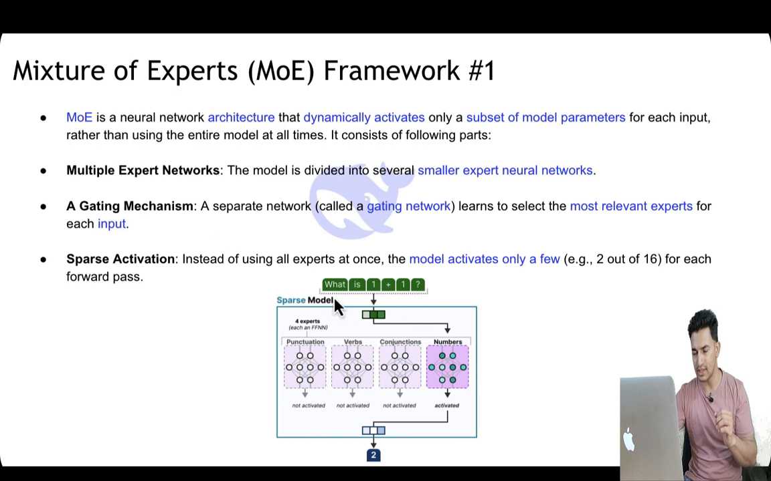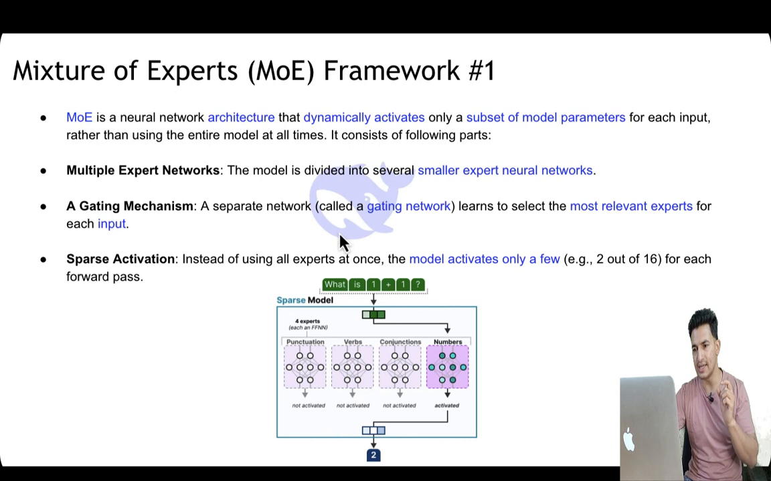Now whenever the user asks a question, like what is 1 plus 1, this is a mathematical question, and maybe the mathematical expert model will be able to answer it better. So it will be passed to the numbers expert model, and that model will get activated instead of all the models. So the model is divided into several small expert models.